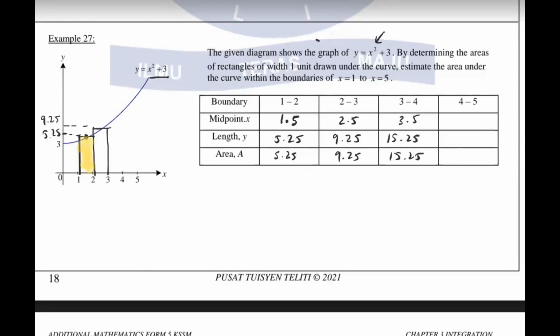How about 4 to 5? Just continue drawing this. For 4 to 5, the rectangle is here. So 4.5, 4.5 squared plus 3, 23.25. So this is your area. Now I need you to add up. What's your total area? 5.25 plus 9.25 plus 15.25 plus 23.25.